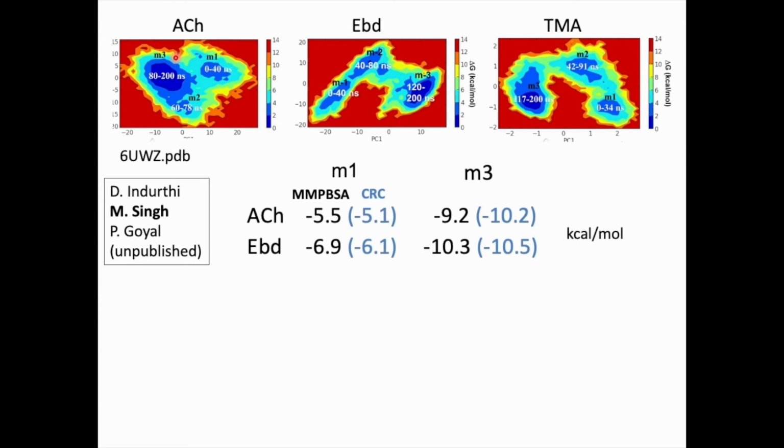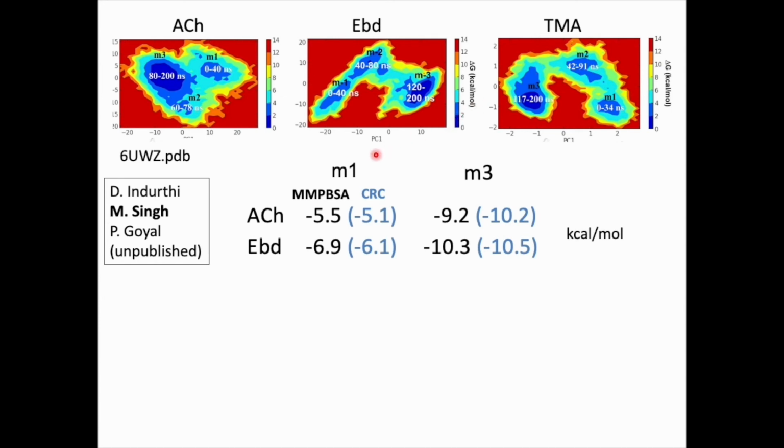These populations are defined mainly by the fluctuations in the positions of the loops, loop C and loop F. The initial part of the trajectory was M1 and the final part was M3, and we found this in all agonists. Here's M1, M2, and M3 for epibatidine, and M1, M2, and M3 for tetramethylammonium.